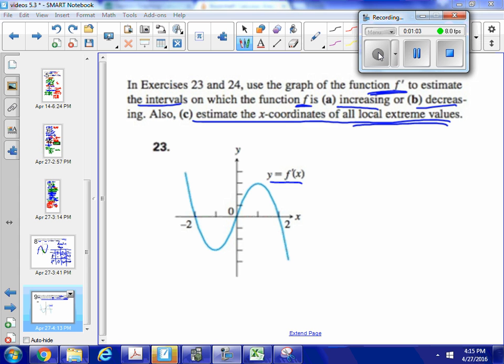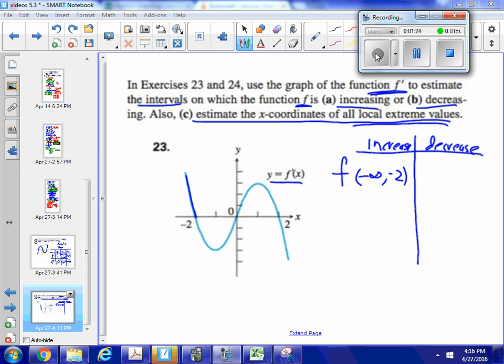This is the graph of my derivative. My derivative is positive right here from negative infinity to negative 2. If my derivative is positive, that means my function is increasing. So it's increasing from negative infinity to negative 2. Where else is my derivative positive? My derivative is positive right here, so it is also increasing from 0 to positive 2.